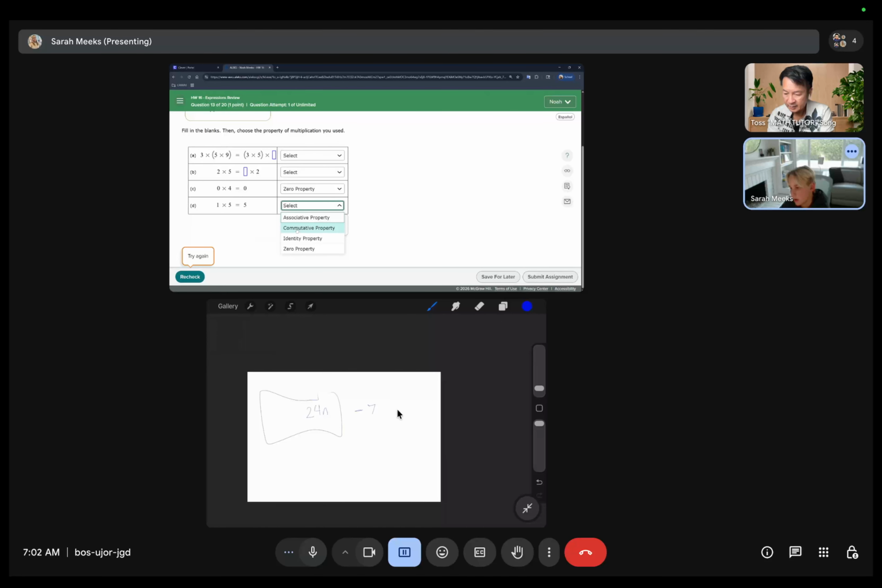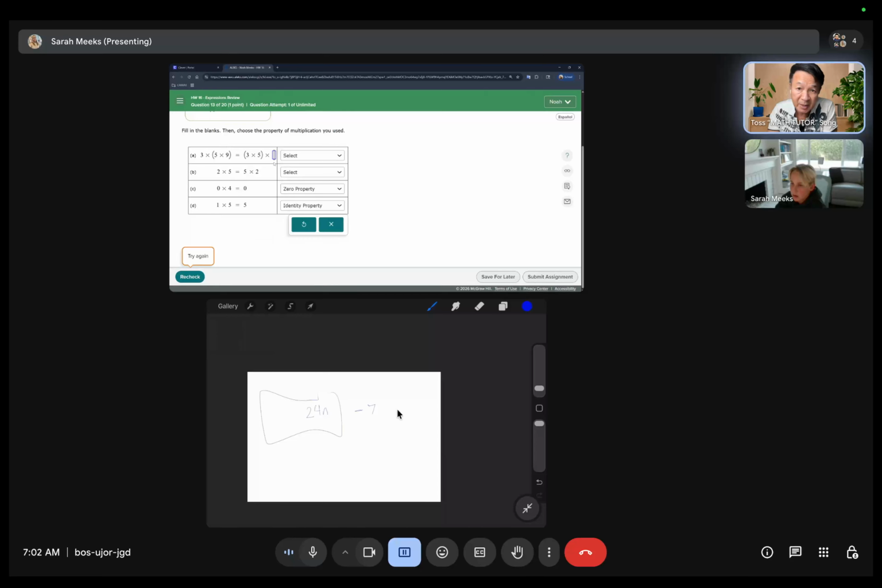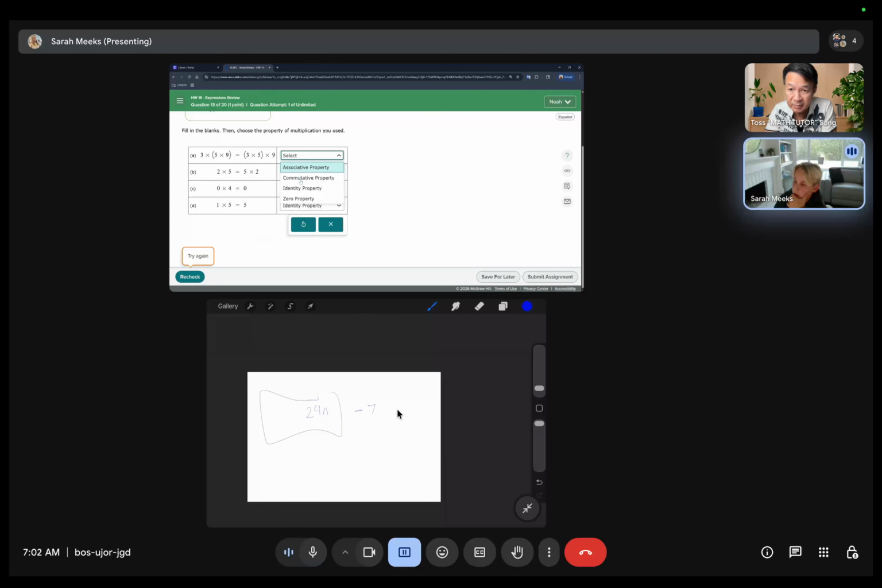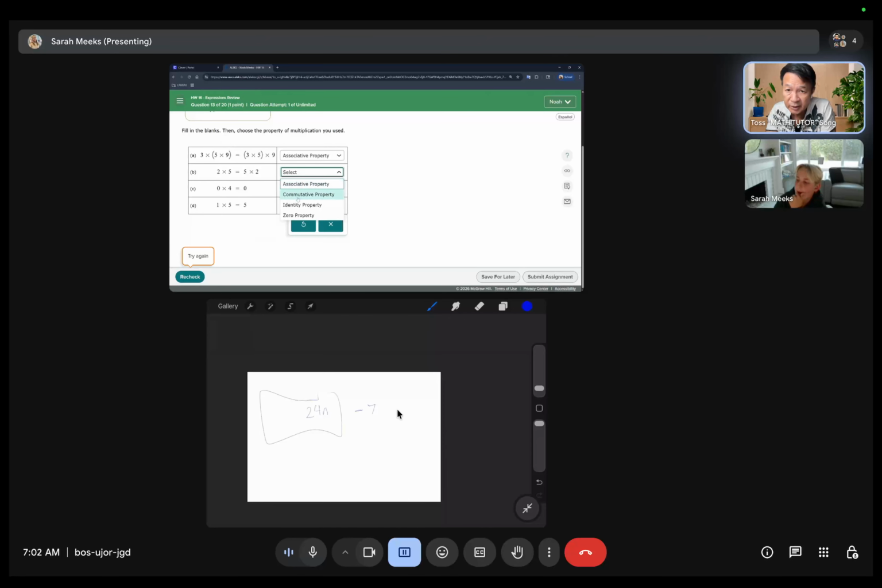That would be associative, right? That would be associative. But wait, the last one is identity. What makes it identity again? If you multiply something and you get the exact same thing back, that's identity. This one is associative. This one is commutative. When you move around, switch them, it's commutative. There you go.